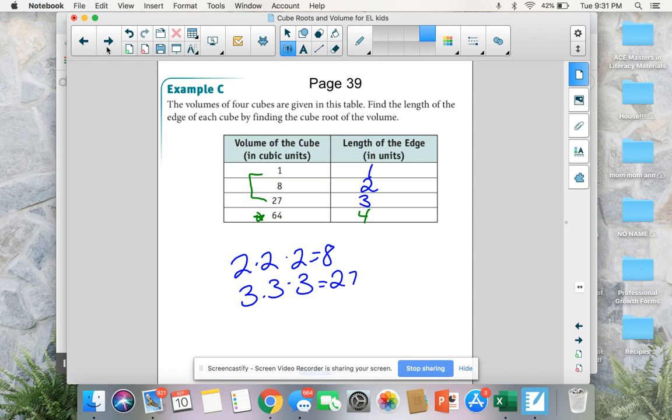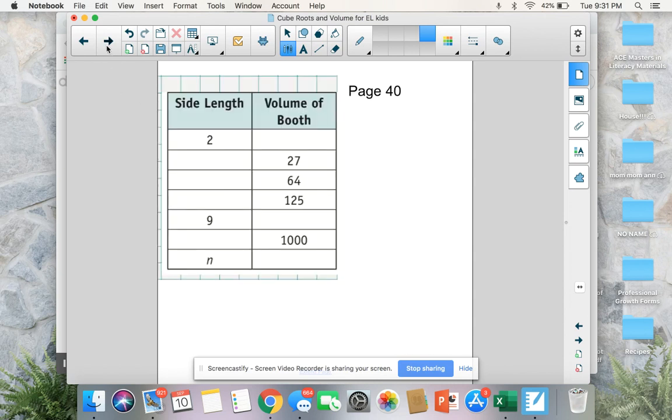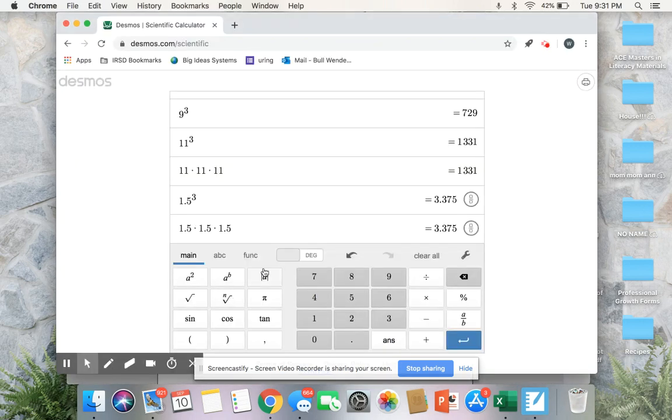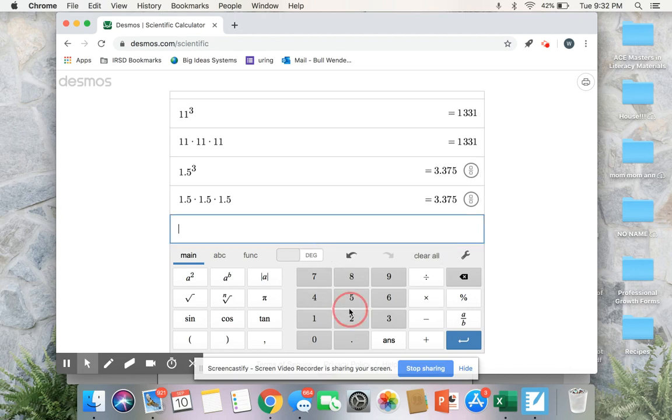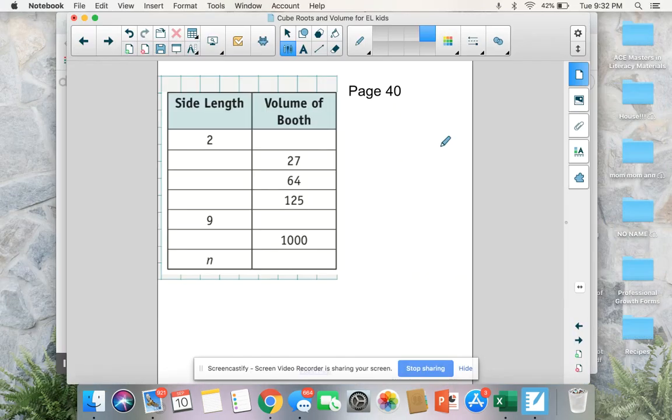All right, excellent. So now I want to show you how this works out using a calculator. So here, if we're given the side length and we want to know the volume of the cube, in our calculators, we would take that side length, which was 2, and we would do it to the power of 3. So in this case here, if my side length is 2, the volume of my cube is 8. Now, if we wanted to work backwards, we would do what we call the cubic root.